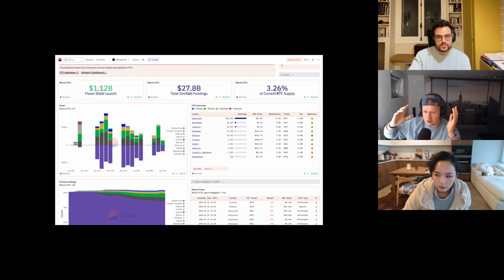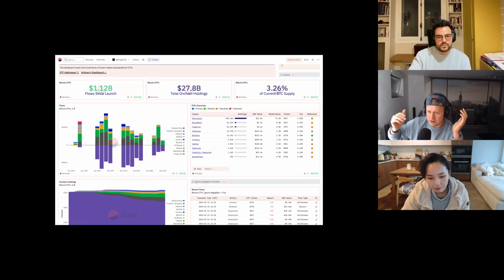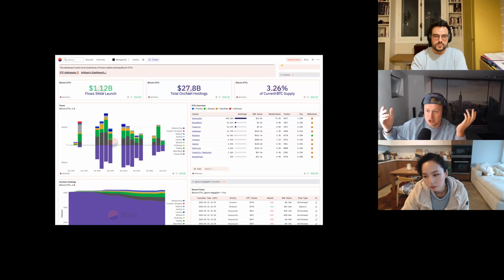But because Grayscale already has this giant net asset value, these giant deposits of Bitcoin, I think they're just riding this out while they can. So they're earning the 1.5% fees on 20 billion, which is quite a lot of revenue. They're slowly bleeding out, but I don't think they really care about bleeding out. Eventually, as the market reaches an equilibrium, I guess they'll also lower their fees. But for now, I think they're just like, why should we lower our fees?